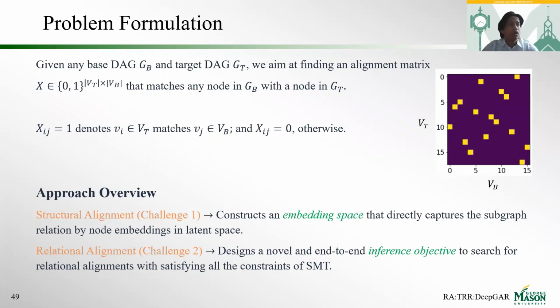So here are these two challenges. As I mentioned, for challenge 1, structural alignment, I designed a way of constructing an embedding space that directly captures the subgraph relationship. And for challenge 2, I designed a novel end-to-end inference objective to search relation alignment.